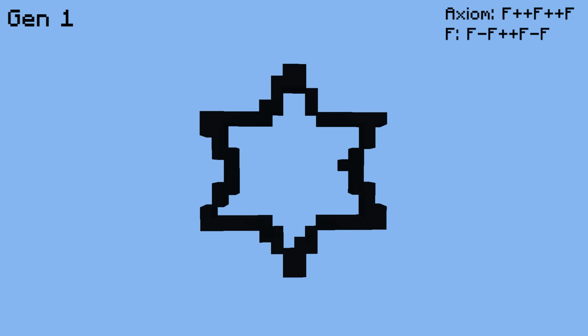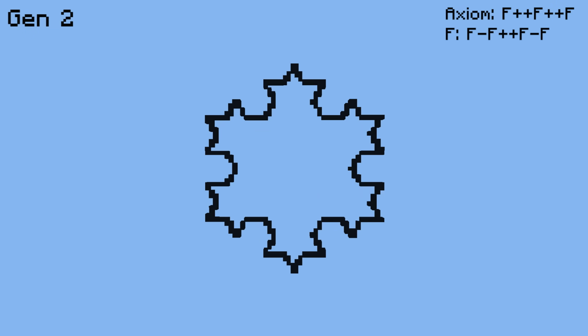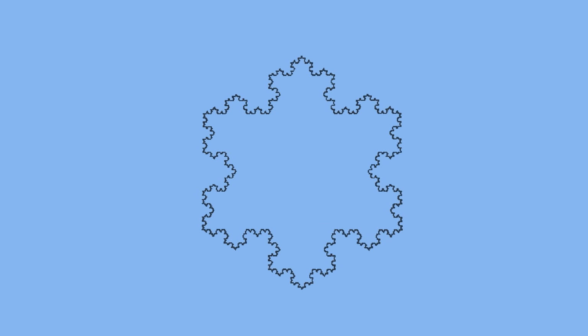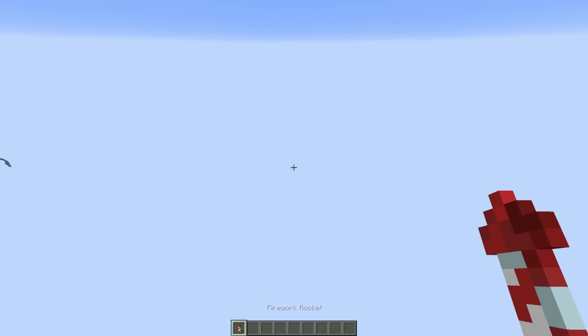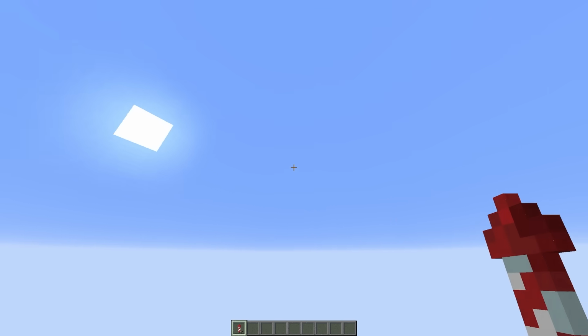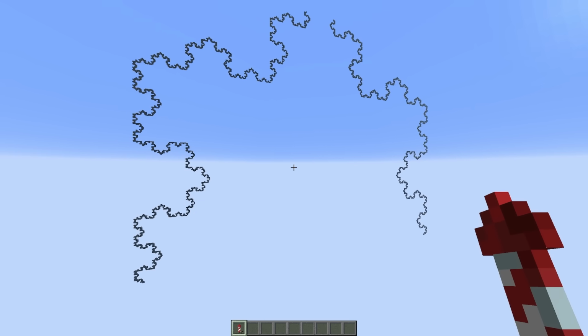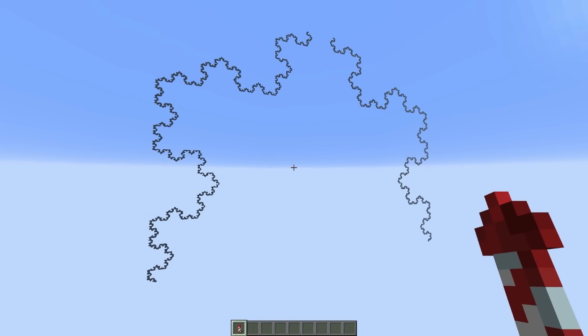As we go through each generation, we can start seeing the fractal become more and more complex. If we compare the fourth generation here to the first, we can also see some of that self-similarity we were talking about at the start. We can of course keep on going, but I'd actually have to break Minecraft's build height for that, which I'll save for another video. How about we take a look at the rest of the fractals?